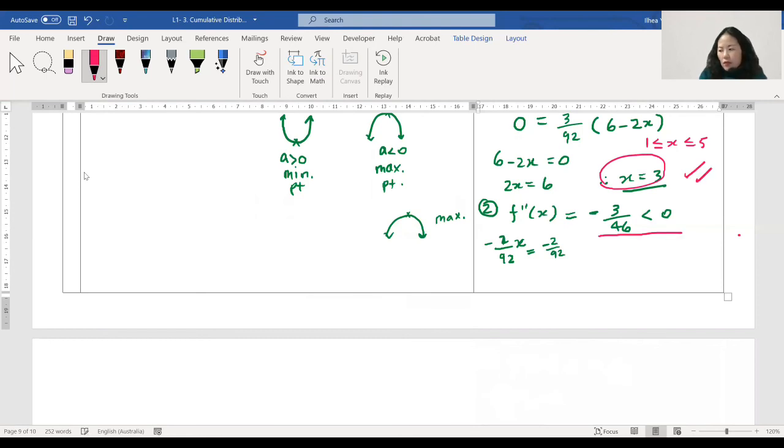So therefore we can say the mode is 3. Okay, if you want to, you can say it's concave down, therefore it's a maximum point. So therefore the mode is 3.